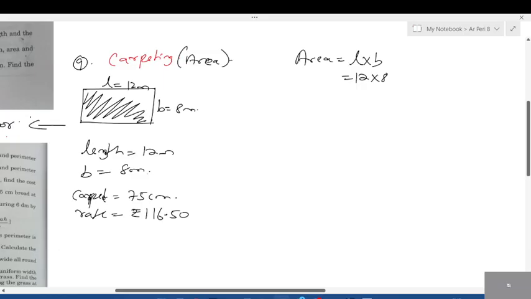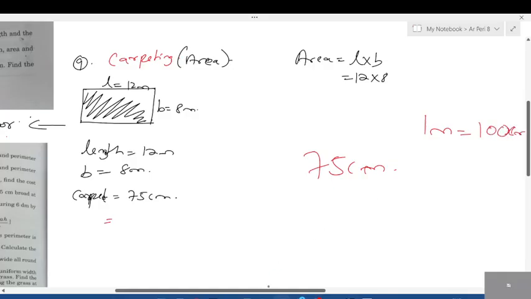See, what is the unit for length and breadth? Meters. But what about carpet, students? Meter or centimeter? So the units are the same or different? Different. Make sure the units are the same. How do you convert now? This 75 centimeter, you have to convert into meter. I'll tell you how to convert. 1 meter is equal to 100 centimeter.